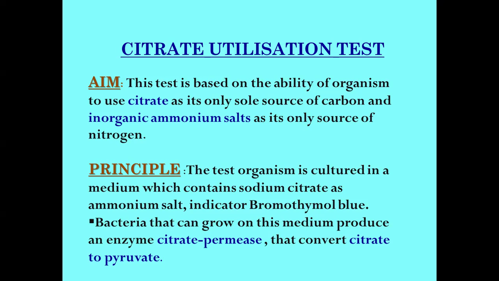The principle behind the citrate utilization test is that the test organism is cultured in a medium which contains sodium citrate only. In the previous three tests, the medium contained glucose or another carbon source, but in this test we make the medium lacking glucose. Citrate is the sole carbon source. Additionally, it contains an ammonium salt and the indicator bromothymol blue. Bacteria able to grow in this medium, sensing the substrate citrate, secrete an adaptive enzyme.